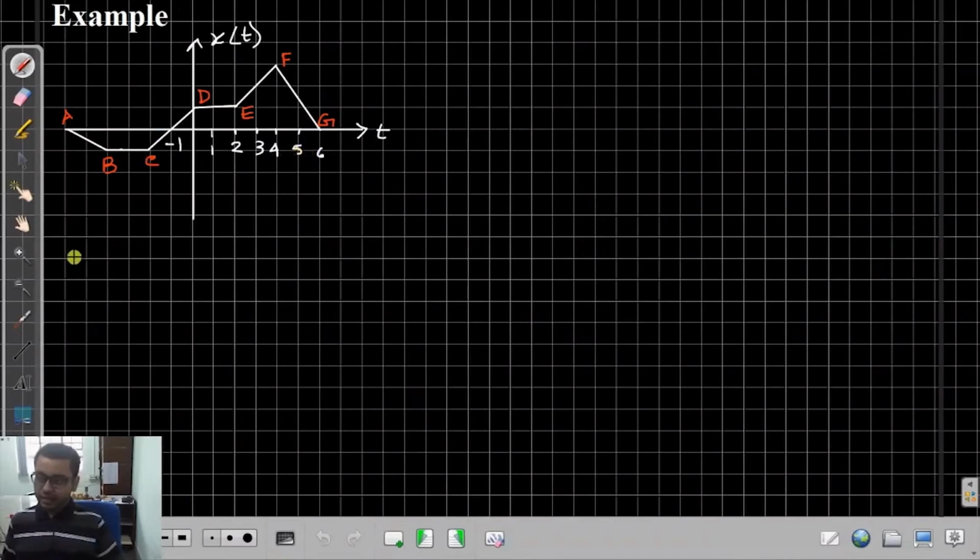Okay? And the question is, plot the function y(t), which is defined as, say, minus 2x(minus 2t plus 3). That's the question. We shall solve this question in a number of steps, and the steps are like this.